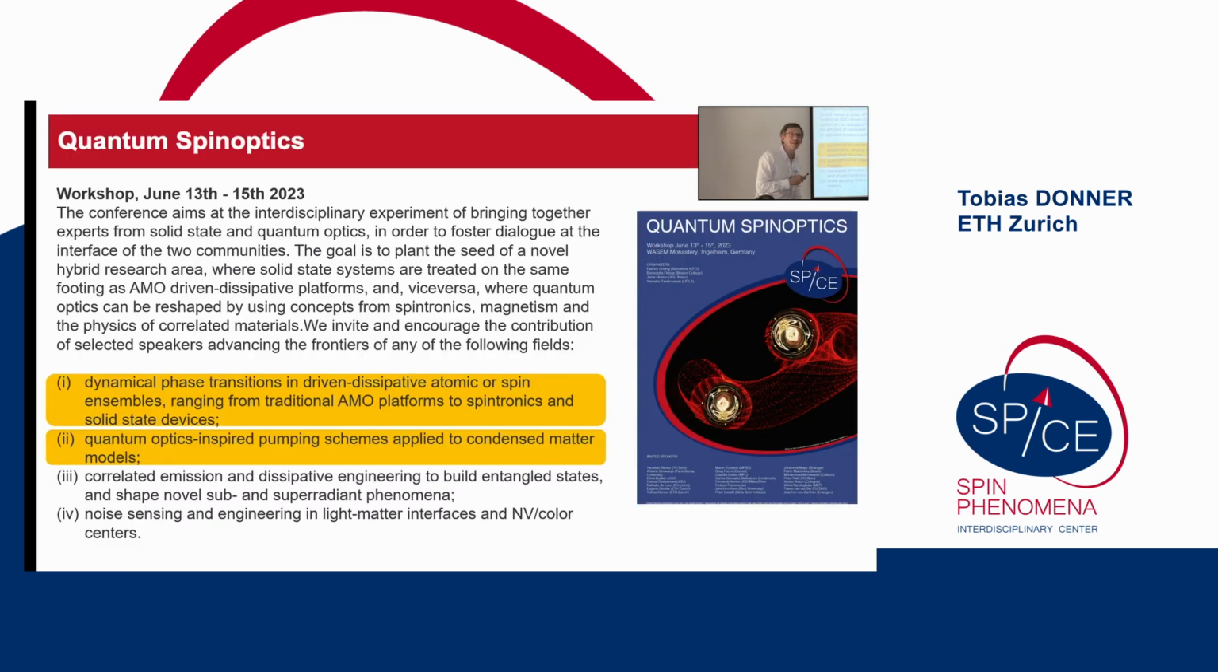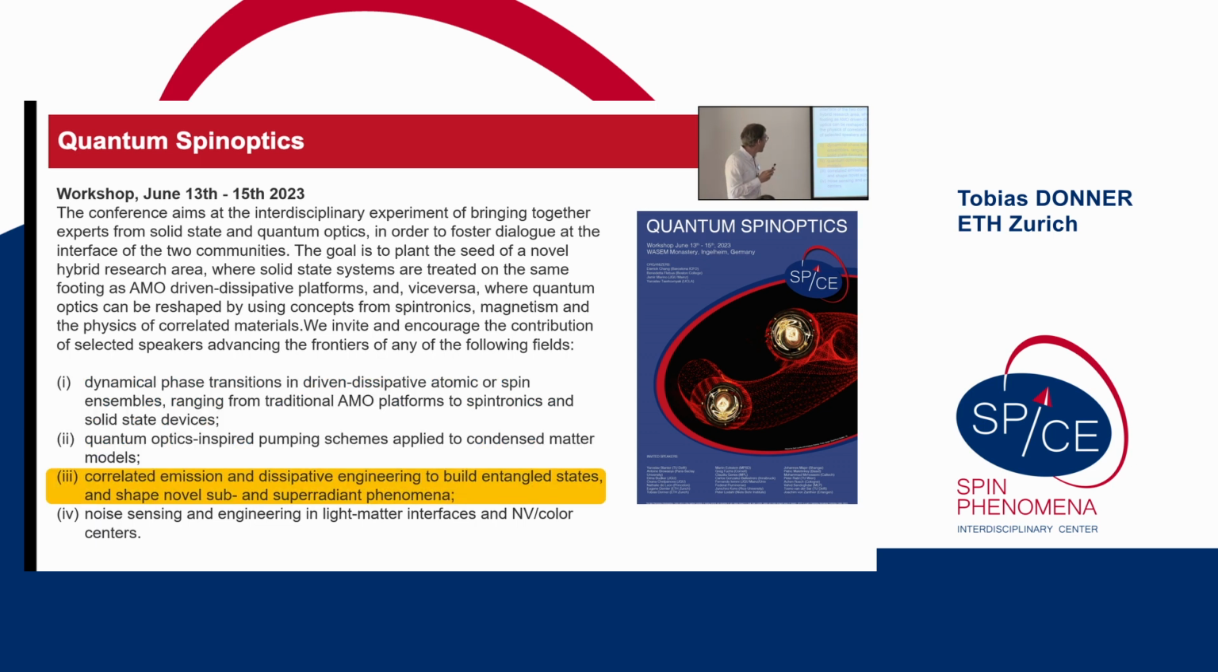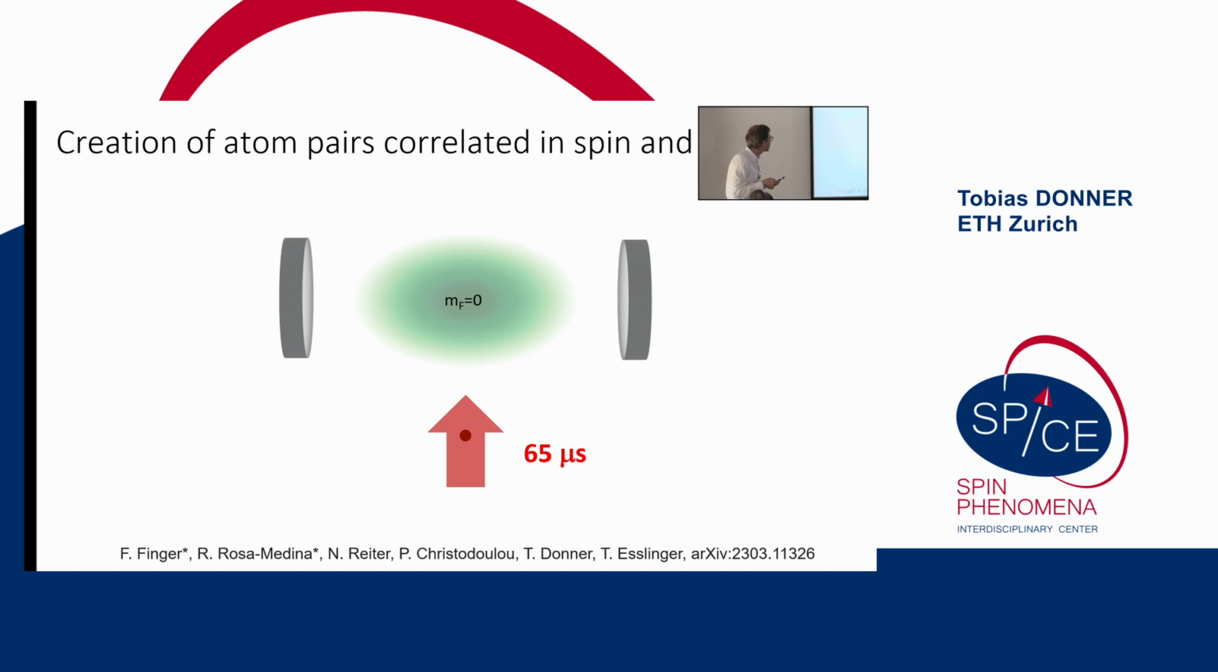Okay, this was one part, and I would like to come to the second part, where I promised you we used the same platform to generate atoms or pairs of atoms which are correlated in spin and momentum. And so the platform is the same. We have atoms inside a cavity. Now we have a running wave field, and we pulse this field only very shortly. So it's a quench.